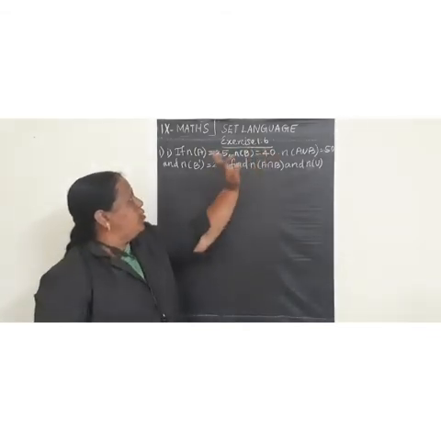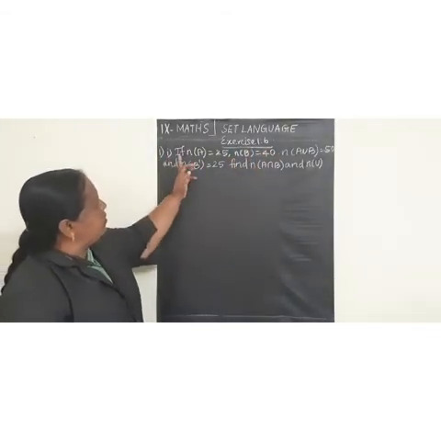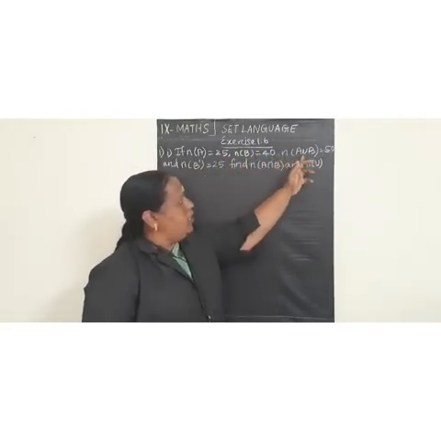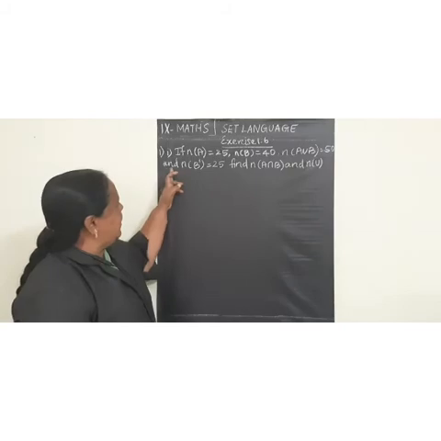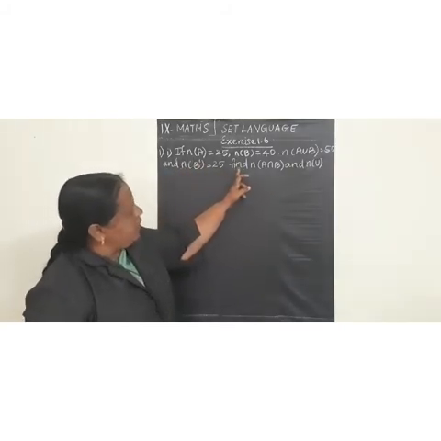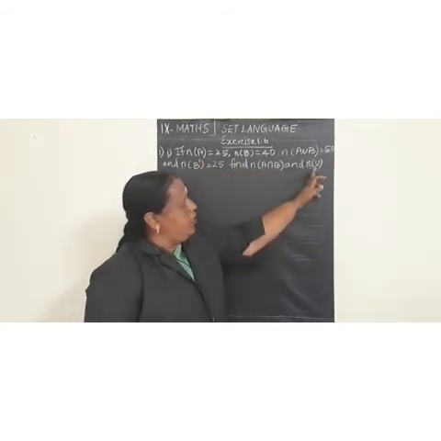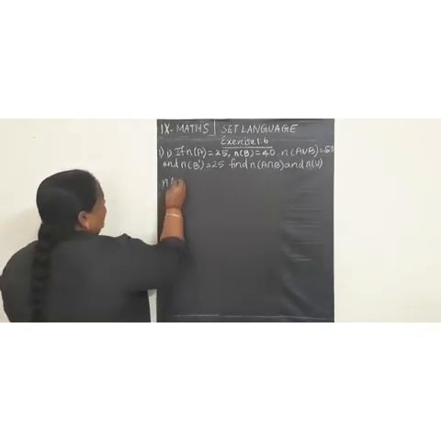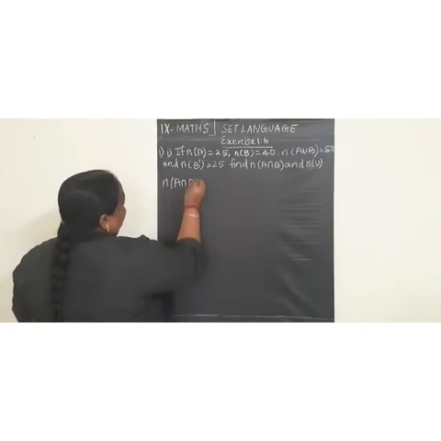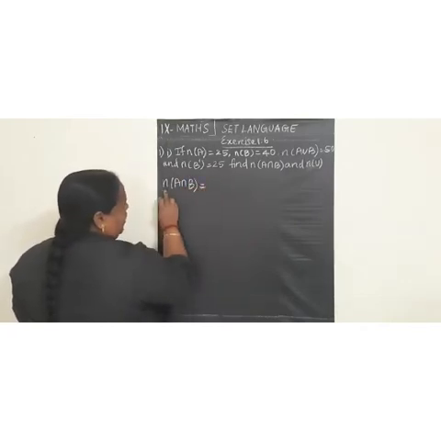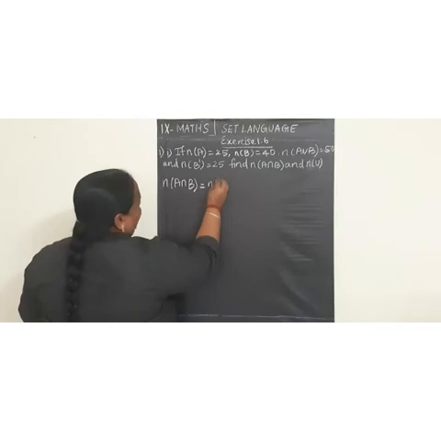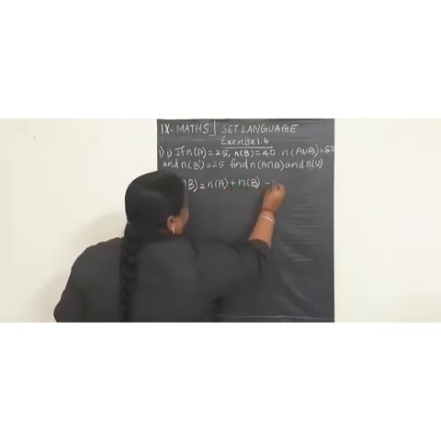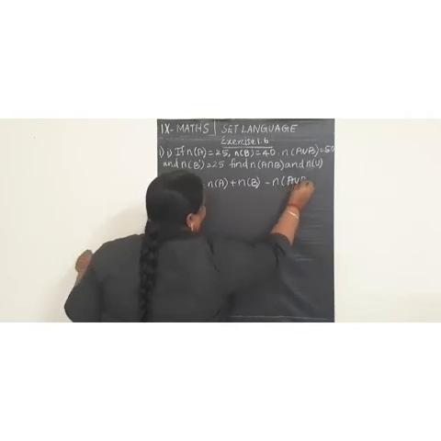Next, exercise 1.6. In the first sum of the first subdivision, if n of A is equal to 25, n of B is equal to 40, n of A union B is equal to 50 and n of B dash is equal to 25, find n of A intersection B and n of U. First we find n of A intersection B. So we know the formula: n of A intersection B is equal to n of A plus n of B minus n of A union B.